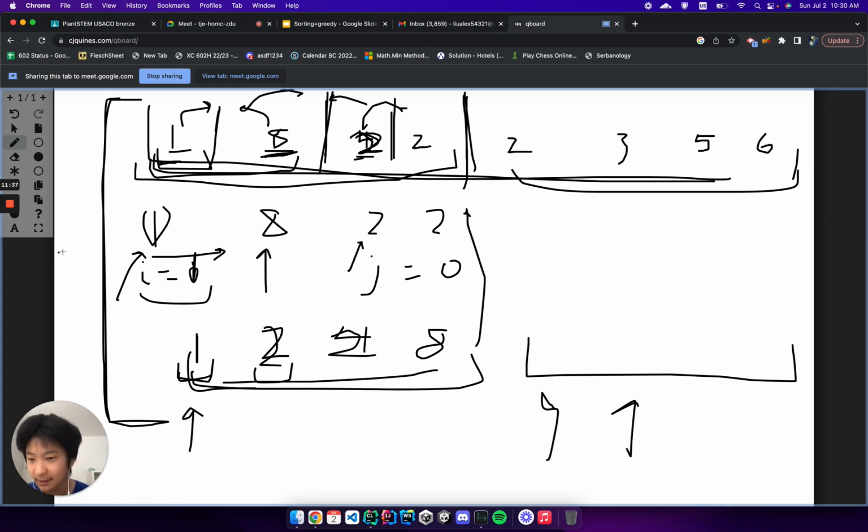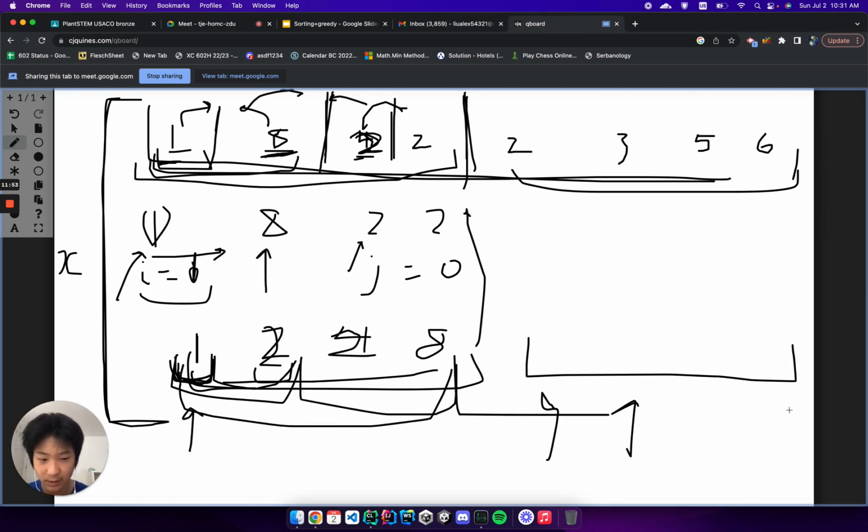So let's say this is x, right? Then if we consider this segment, it's going to merge with another segment of equal length. And then this segment in turn will merge with another segment of equal length. And this segment will merge with another segment of equal length. So essentially, we're going to keep doubling x times.